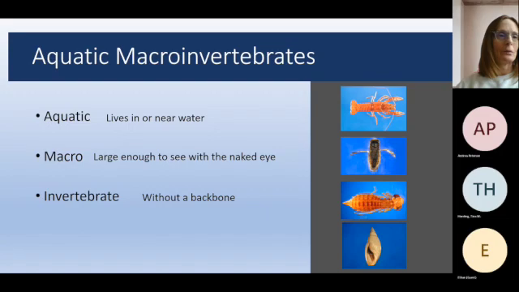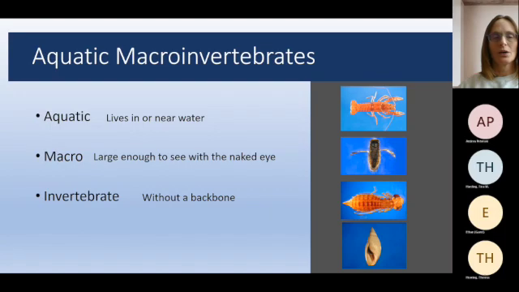All right, so one of the big ones that we use is aquatic macroinvertebrates. That word, you can look at the different parts of the word to figure out what that means. And so aquatic means something lives in or near water. Macro, this is one that kind of messes students up a little bit. And when I ask students, what does macro mean? A lot of times they say you need to use a microscope.